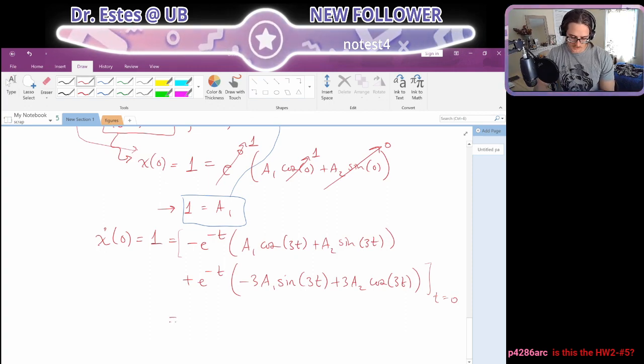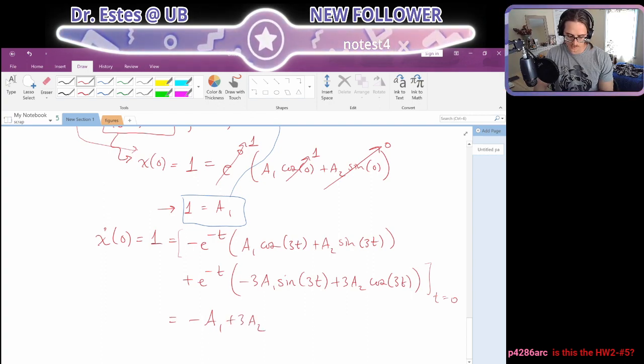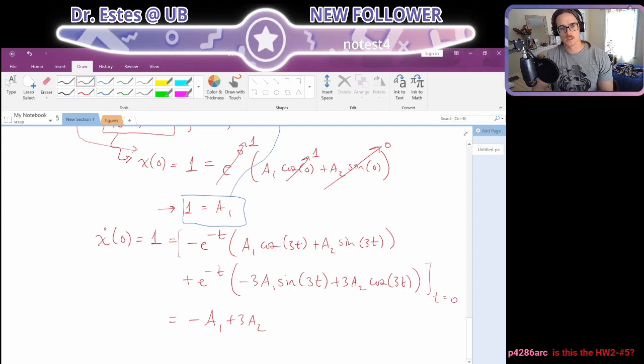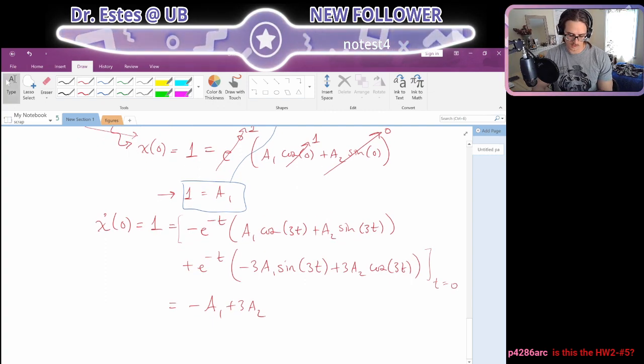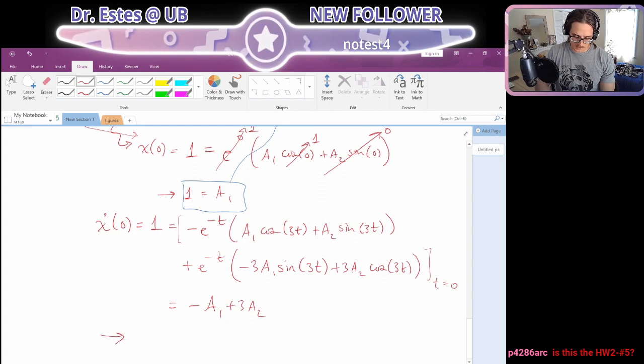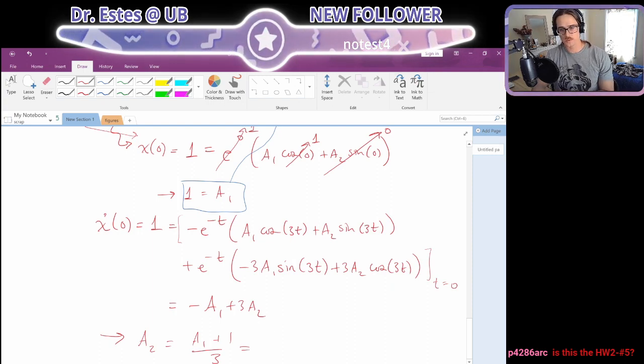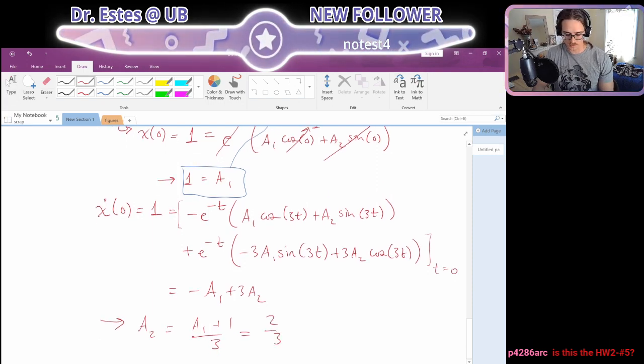So if I set t equal to 0 in here, I'm just going to be left with, let's see, minus a1 plus 3a2, if I did that right. So that means a2 would be equal to a1 plus 1 over 3. And we know a1 is 1, so this would just be 2/3.